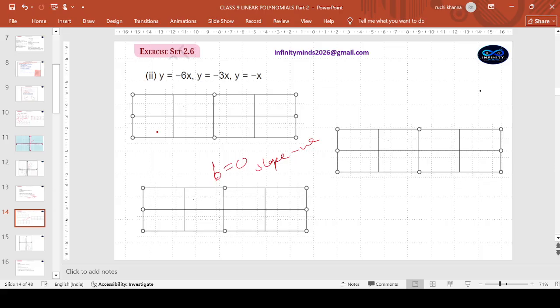Plotting the points, x, y. For the first equation, x is 0, y is 0. Second equation, plotting the values of x and y, x is 0, y is 0. Third equation, x is 0, again y is 0. Then x is 1, y is minus 6. In the second equation, x is 1, y is minus 3. Third one, x is 1, y is minus 1.